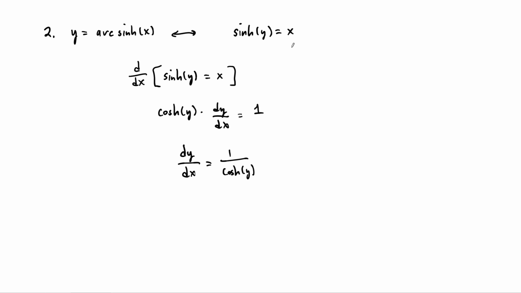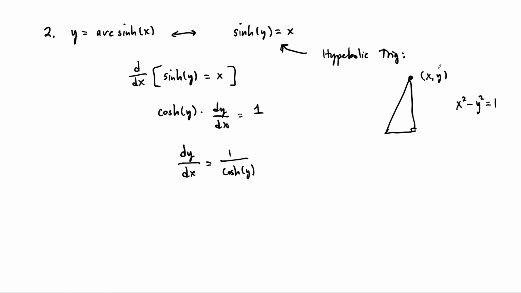We need to go back and try to solve for cosh of y by interpreting sinh of y somehow, right? And so for this, we can draw what we call a hyperbolic triangle, and we have to remember the hyperbolic definitions of these functions, or the geometric definitions of these functions, right? So if this is a point on our unit hyperbola, x comma y, then this triangle has to obey what we call a hyperbolic Pythagorean theorem, and that's that x squared minus y squared equals 1, because this point lies on the unit hyperbola, right? Here's the x, here's the y.